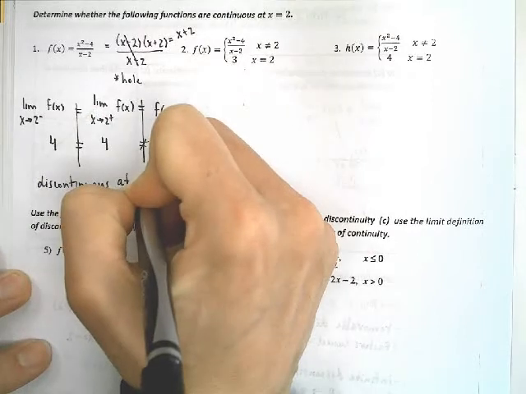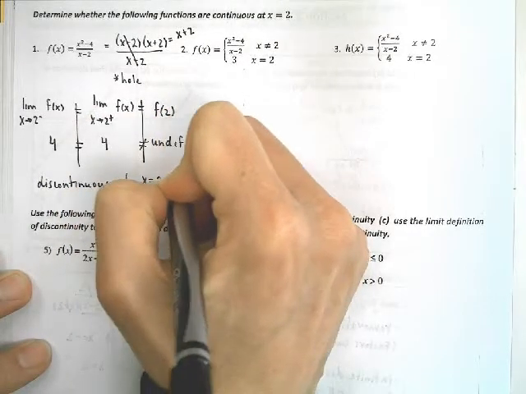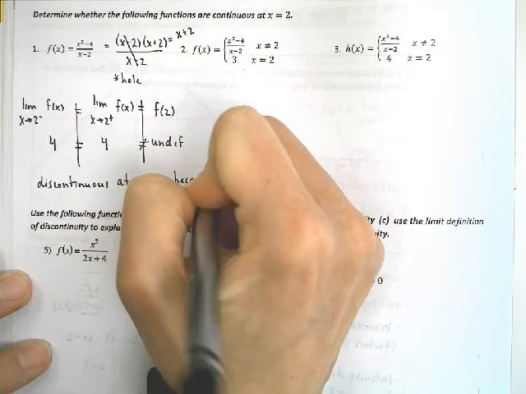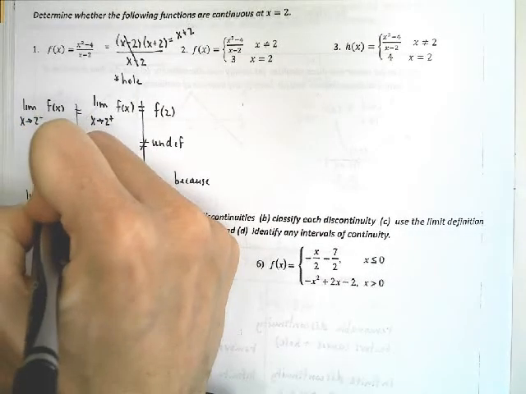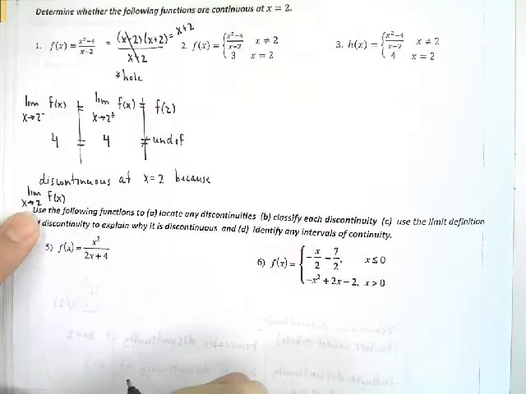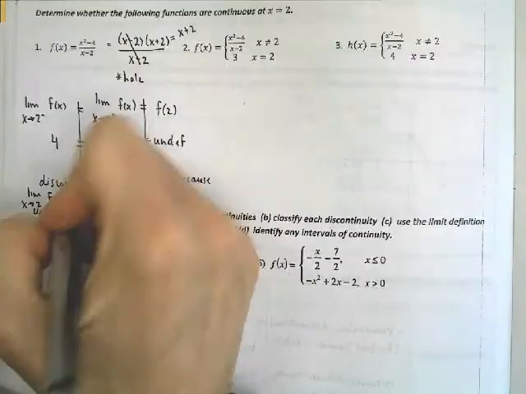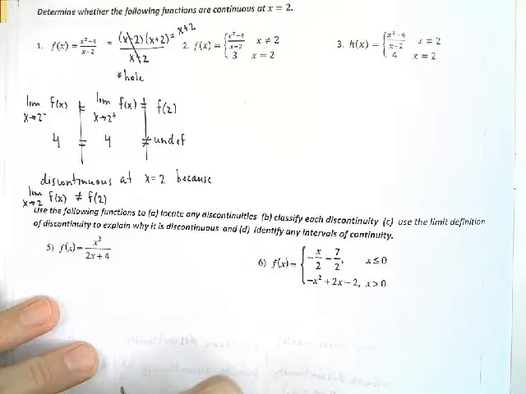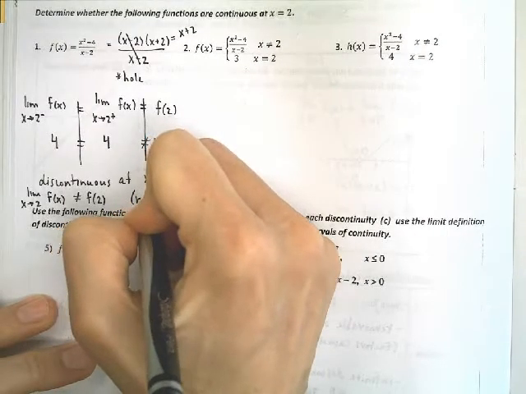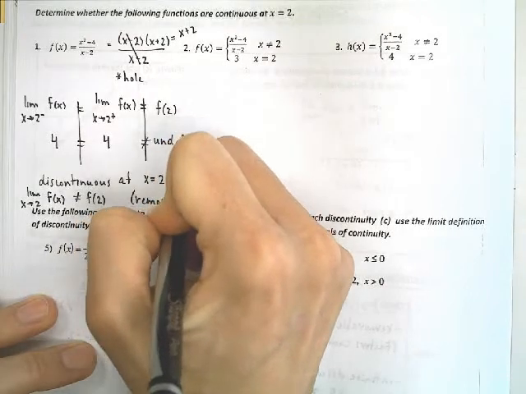So we'd say discontinuous at x equals 2 because the limit as x approaches 2, we do have a two-sided limit there, so I can talk about the limit as x approaches 2, but what we know is that's not equal to f of 2. And again, we know that's a removable discontinuity when that happens.